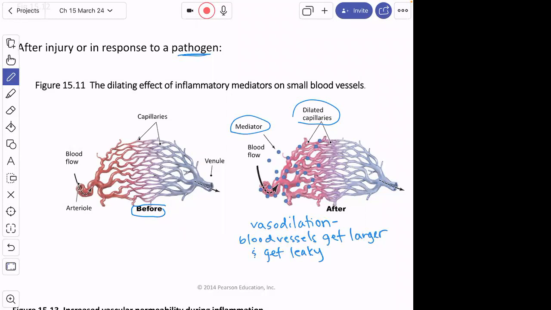Okay, so that's going to increase the blood flow. It's going to increase the permeability of those blood vessels. So all those cells that we talked about that are in your bloodstream, they're going to be able to migrate out of the bloodstream into the tissues where they need to be in order to act. And hopefully get rid of the infection.